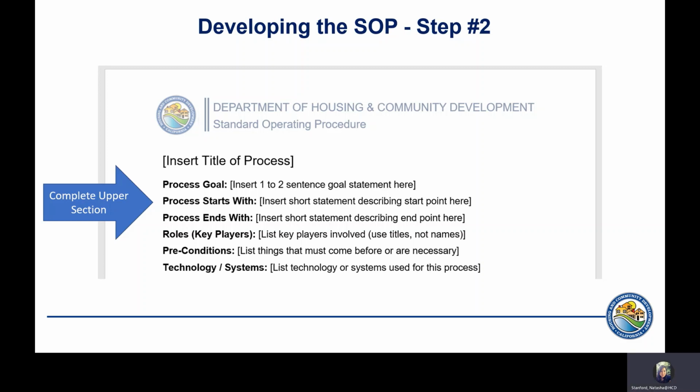Next, you'll list any preconditions that exist. These are things that must come before or are necessary in order to complete the process. And last, you'll list the technology and systems that are used within the process.